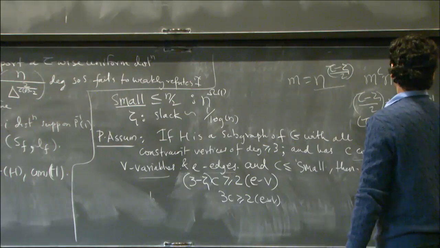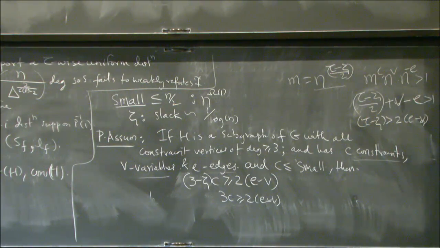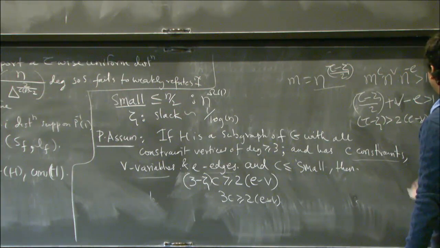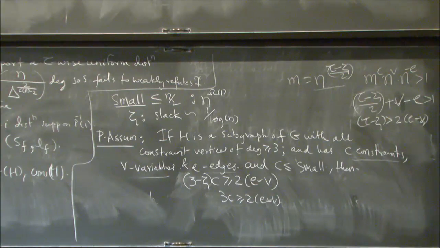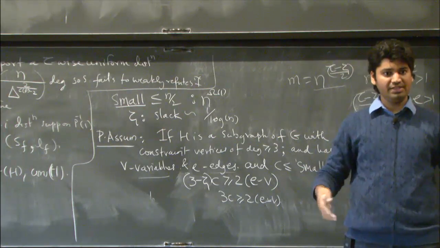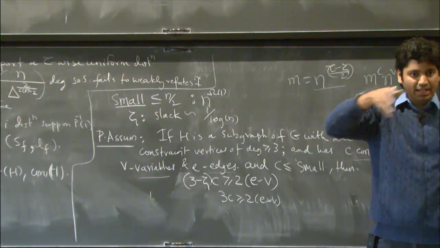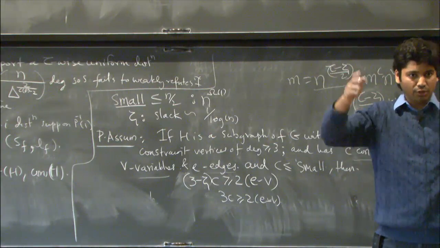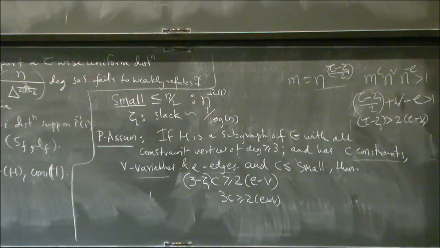Wait. Why do you take n to the minus E? Say it again? Why do you take n to the minus E? M to the C. No, n to the minus E. What is the probability? What do I do to construct a random graph? I have m constraint vertices, n variable vertices. For every constraint vertex, I choose the k variables in it at random from the n possible things. Yeah, so it's just like k over n to the e in general, but I'm just ignoring the k terms now.